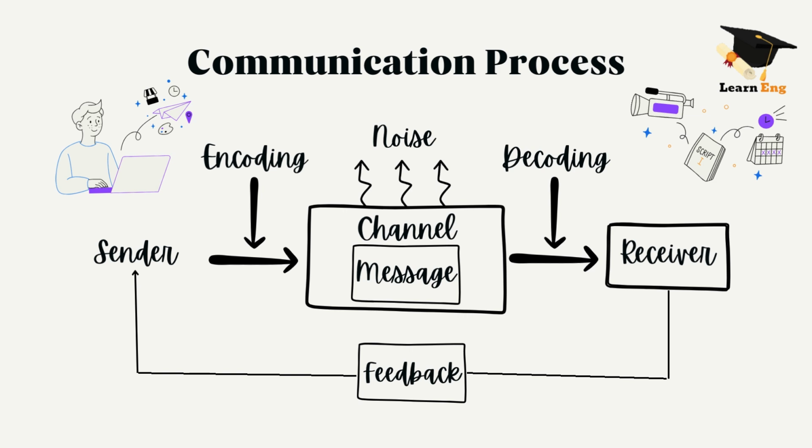The communication process involves a sender who encodes a message and transmits it through a chosen channel to a receiver, who then decodes the message. Feedback is provided by the receiver, and noise may interfere with the clarity of the message, impacting overall understanding.